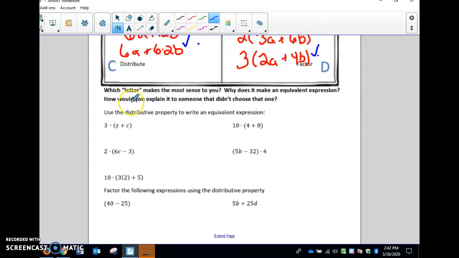But this first example is, I just want you to use the distributive property to write an equivalent expression. So I've got 3 times the quantity z plus c. If I was to use that distributive property, what would I end up with? And that's the same thing with all 5 of these expressions. So you might pause the video and then work a little bit and then replay it and see how many you can get correctly. I'm going to pause for a second and then I'm going to solve all 5.